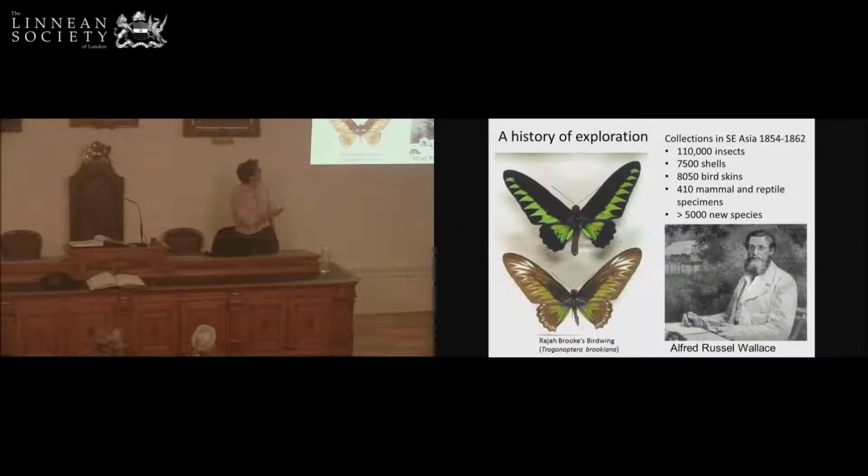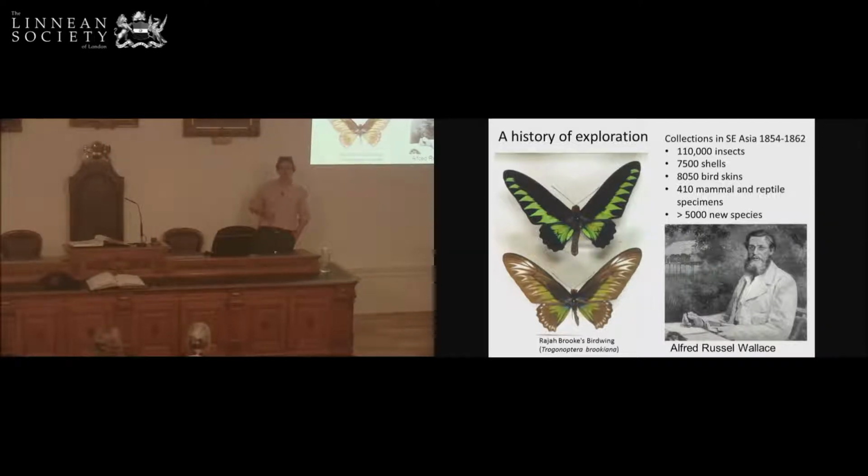This is perhaps the most famous insect specimen, I think, that Wallace discovered. This is Raja Brooke's birdwing, which he named after Raja Brooke, who he admired. Fantastic butterfly. I've seen this in the wild, really beautiful. Birdwing butterflies are, of course, one of the largest groups of butterflies in the world. This is the male on the top, female on the bottom. Absolutely gorgeous things.